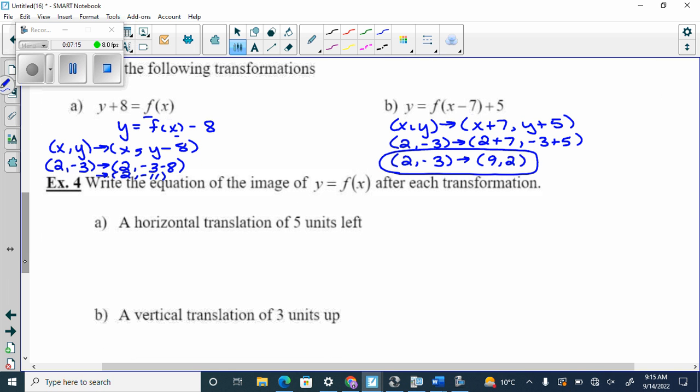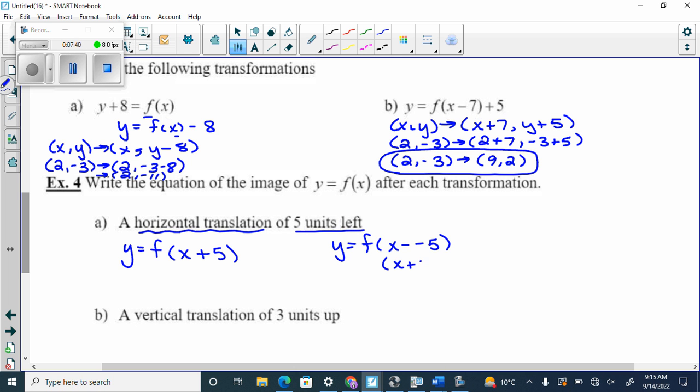So horizontal translation, 5 units left. So that's going to affect my x because it's horizontal. So I'm going to get f. And if I want to move left in my equation, what am I going to have to do? Add. Because remember, there's that hidden negative sign in there. And if this is actually left, you could just go f of x minus minus 5. And what does that actually become? x plus 5. So that's the reason why it changes. So you could show that step every single time, minus and minus.